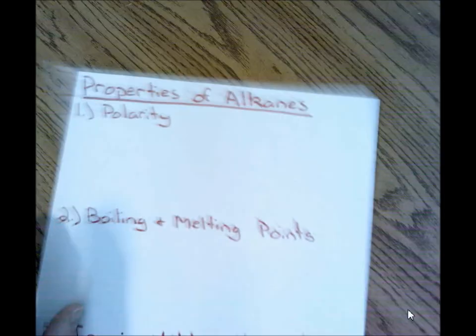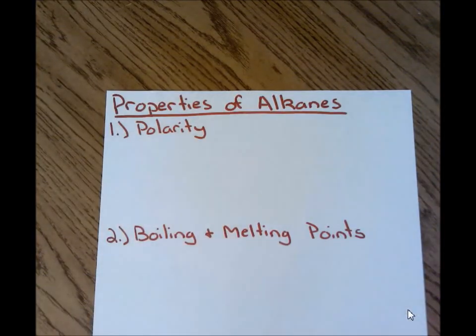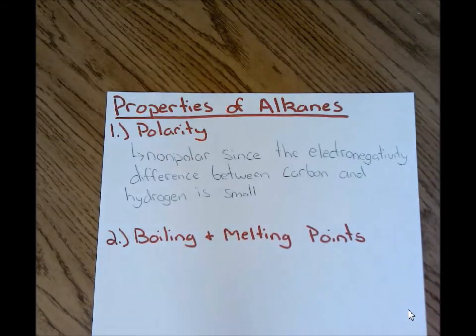The polarity of alkanes. Number 1, they are nonpolar because the electronegativity difference between carbon and hydrogen is very, very small. What this means is that because our electronegativity difference is so small, the carbon-hydrogen bond is nonpolar, which results in the overall polarity of the molecule being nonpolar.